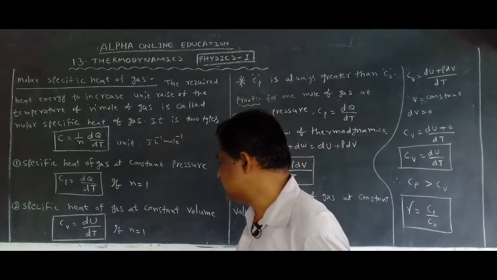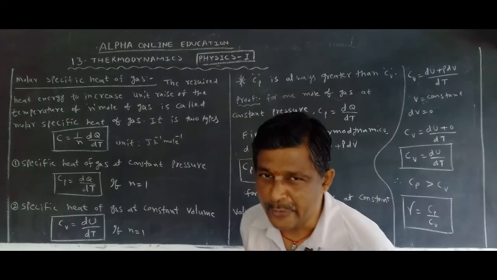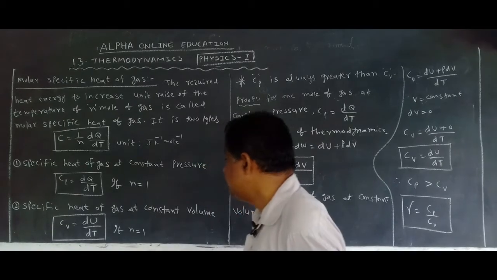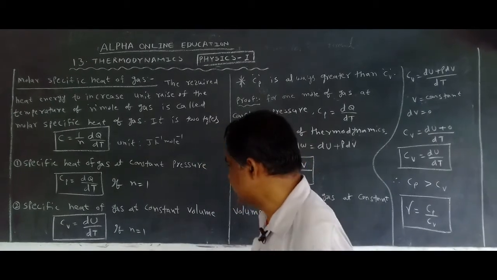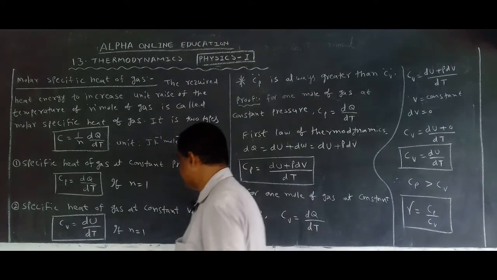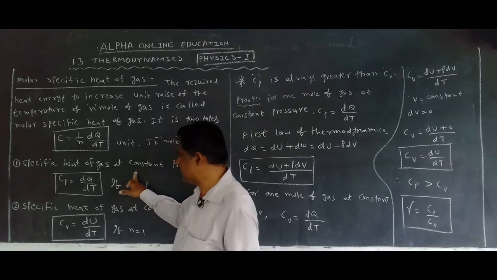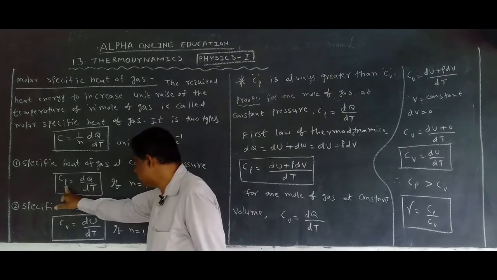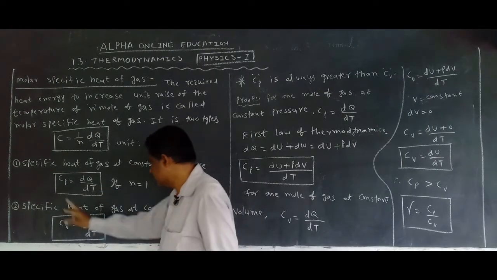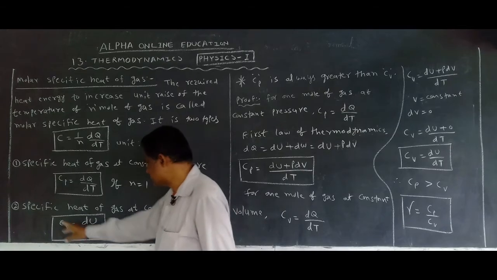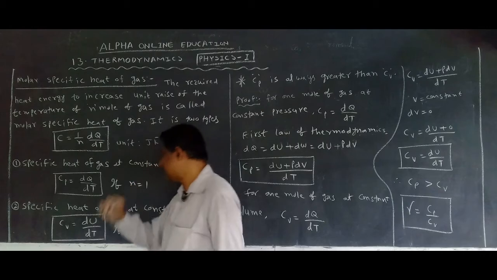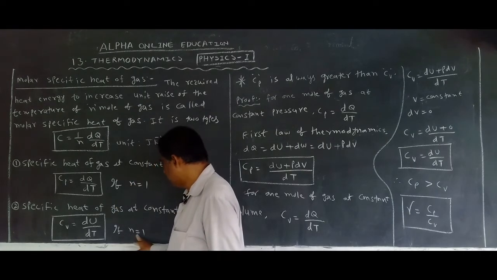Now what is the second type? Specific heat of gas at constant volume. What is the mathematical expression for that? Cv is equal to du by dt. Here also n is equal to how much? 1. For 1 mole, Cp is equal to dq by dt, which is heat energy. And Cv is equal to du by dt if the number of moles is 1.